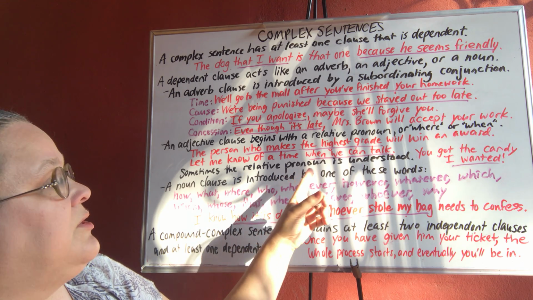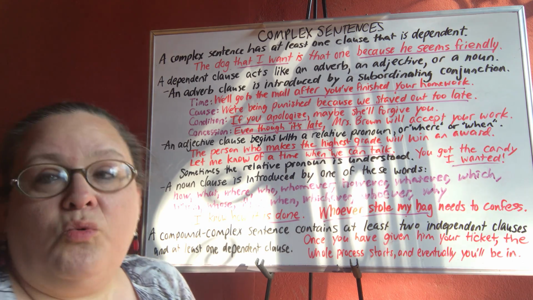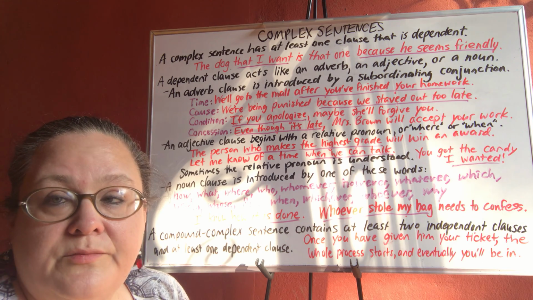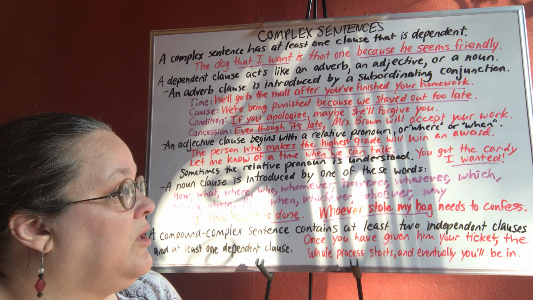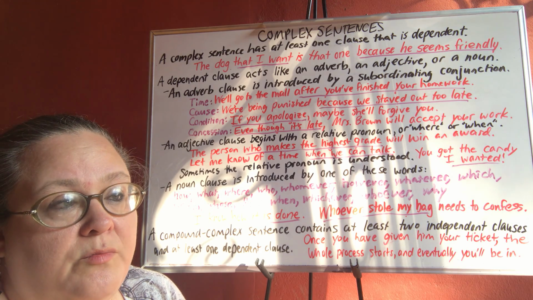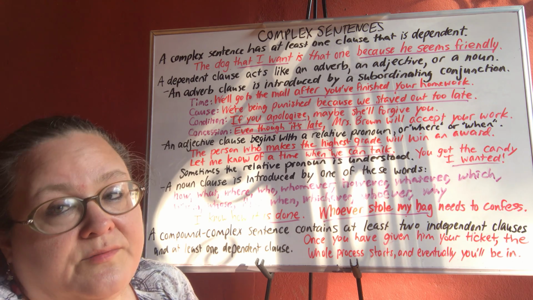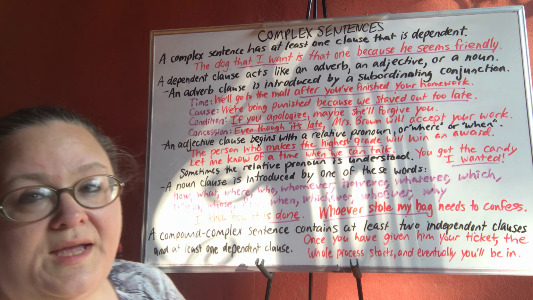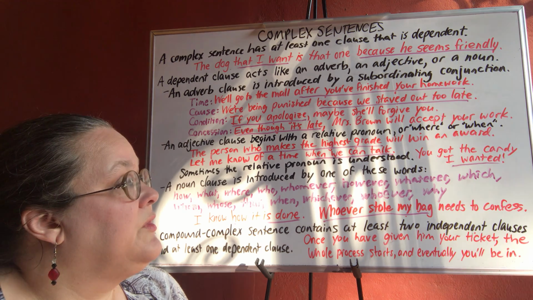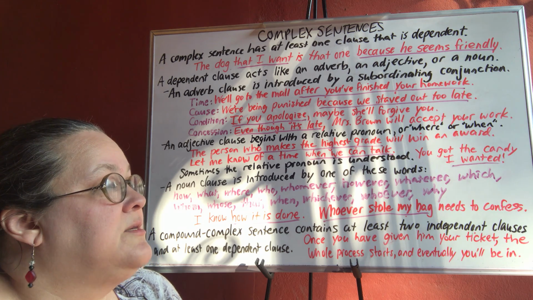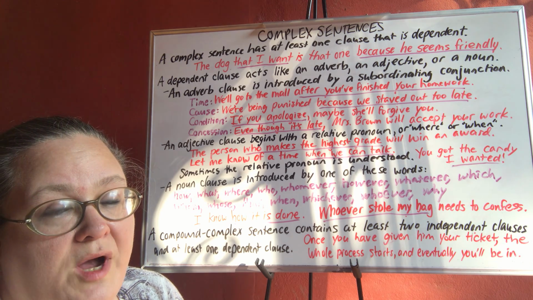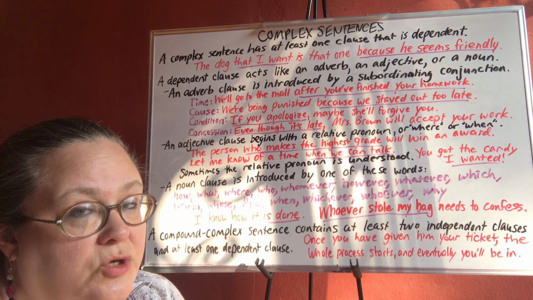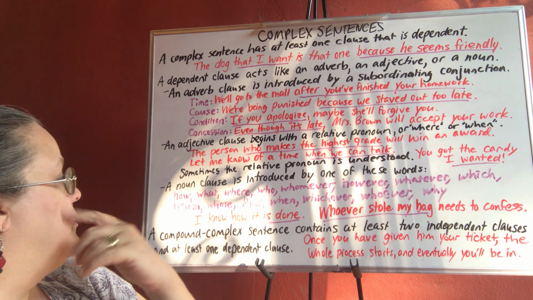Sometimes the relative pronoun is understood. You got the candy I wanted. And the relative pronoun would be that, but we're not saying it. We're just understanding it, okay? You got the candy is the main idea, and I wanted is the adjective clause that describes the candy. It tells which candy you got, okay?